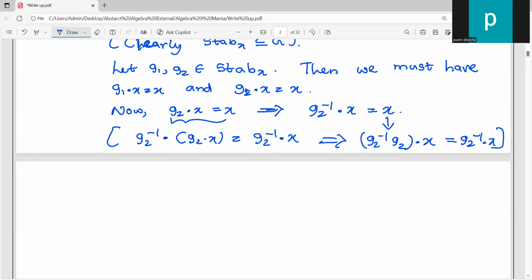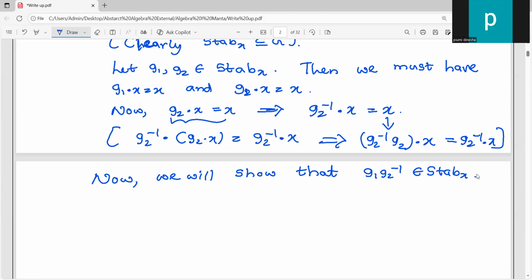Now we will show that g1 g2 inverse is also an element in Stab(x). So how do we show that this element actually belongs in this set? By showing that it also fixes this particular element x.